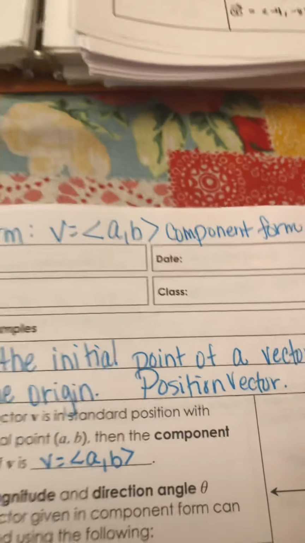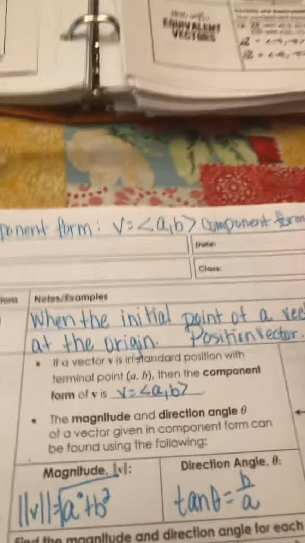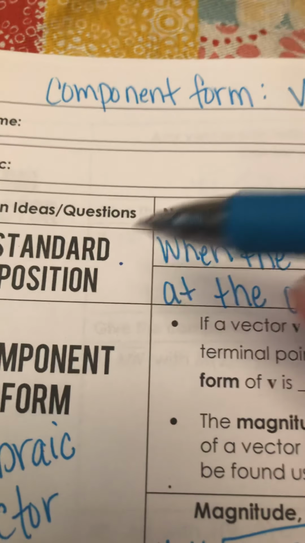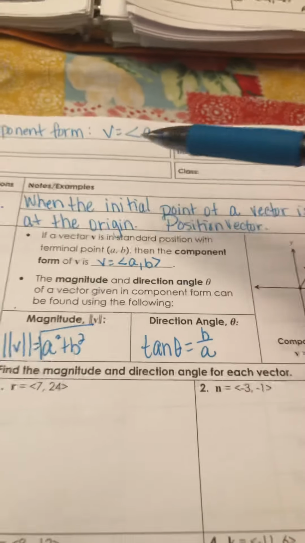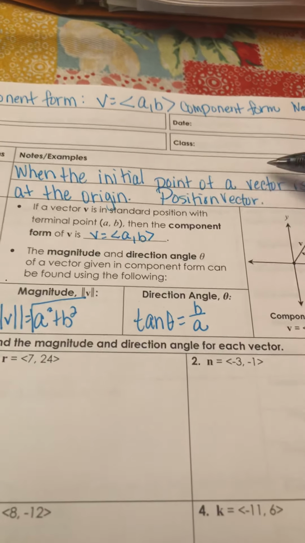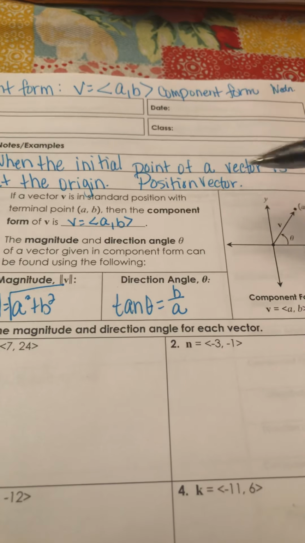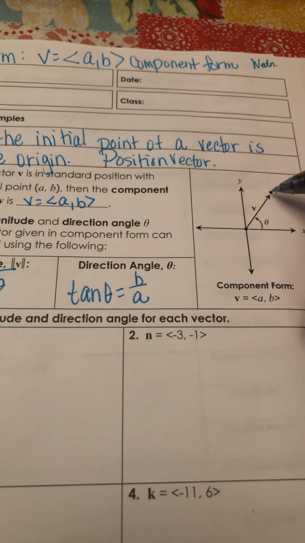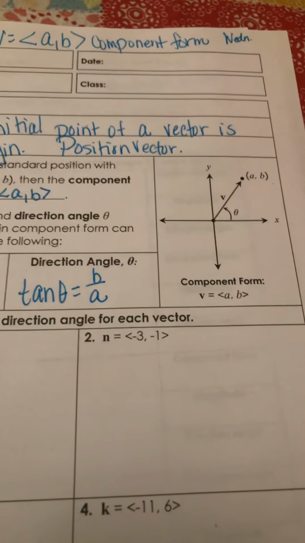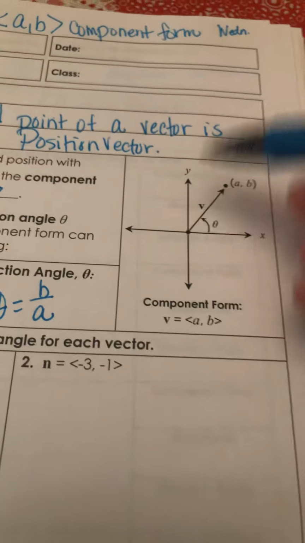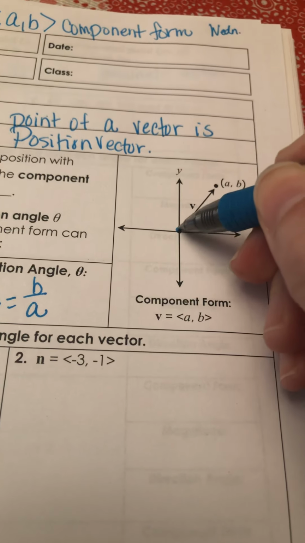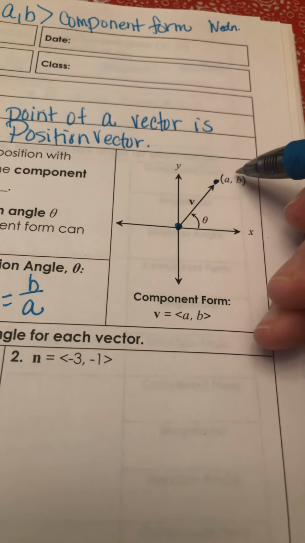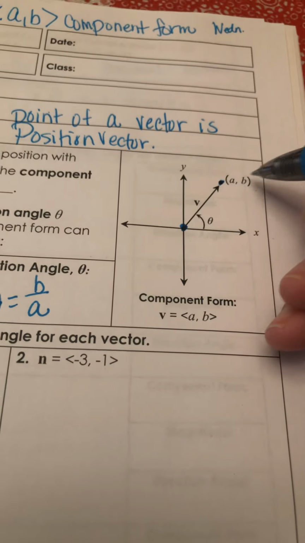Okay, so we're going to talk about a specific type of vector right now, which is a vector that's in standard position. A vector in standard position has its initial point on the origin, and then it's going to extend to some point in the coordinate plane where your terminal point will be. This is what it looks like. Here's your x and your y axis. Your initial point is right here at the origin, and then it's extending to your terminal point. Your terminal point in this case is AB.